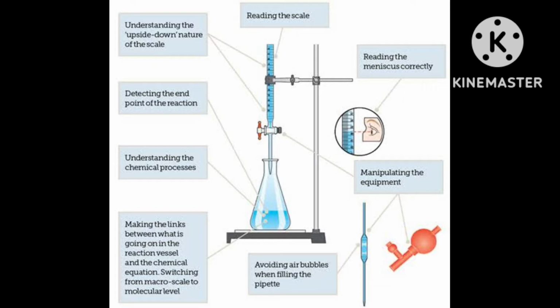Thiosulfate ion will be in the burette, and in the conical flask cupric ion will be there, maybe CuSO4, that is copper sulfate. In that, copper is cupric ion, Cu2+, and in that you have to add potassium iodide.